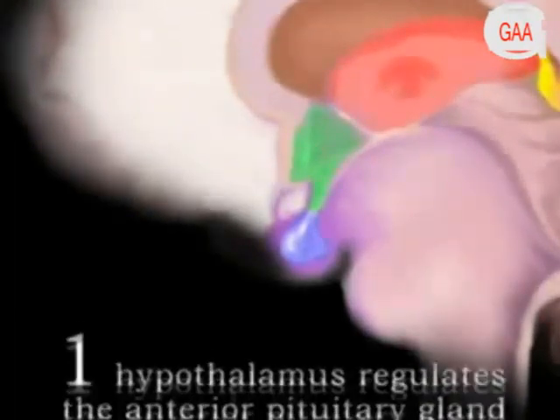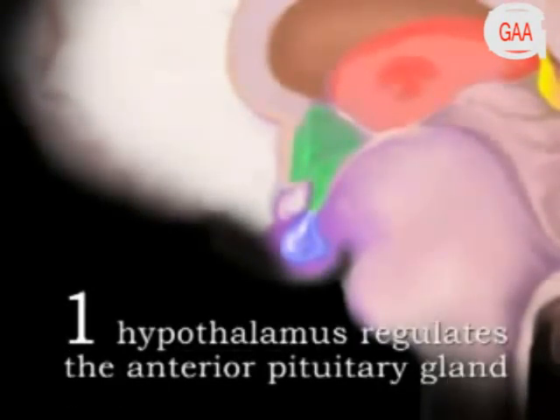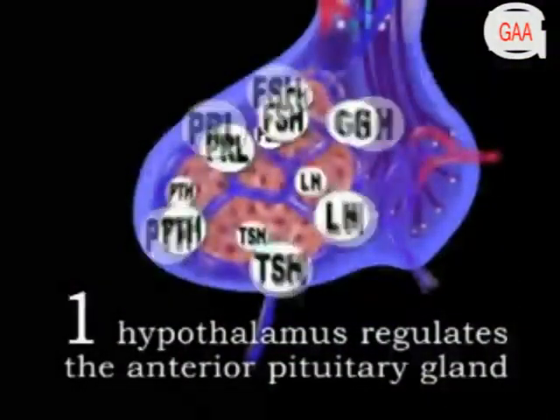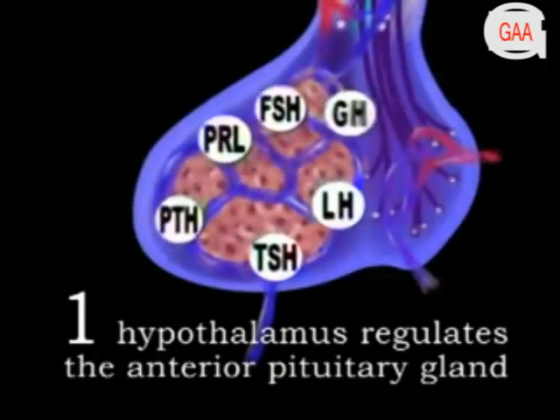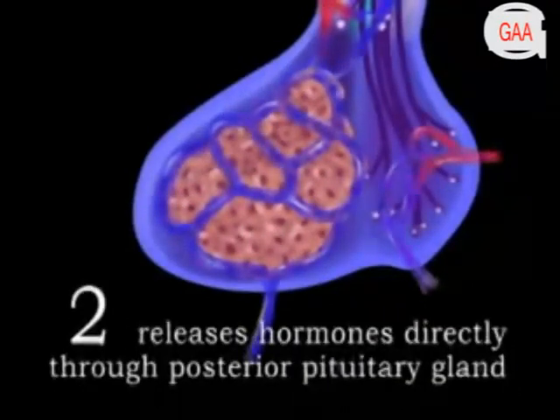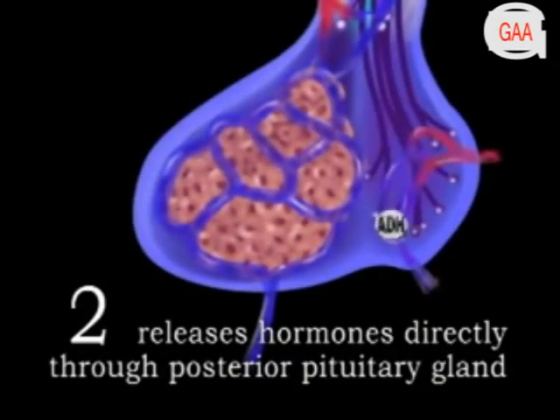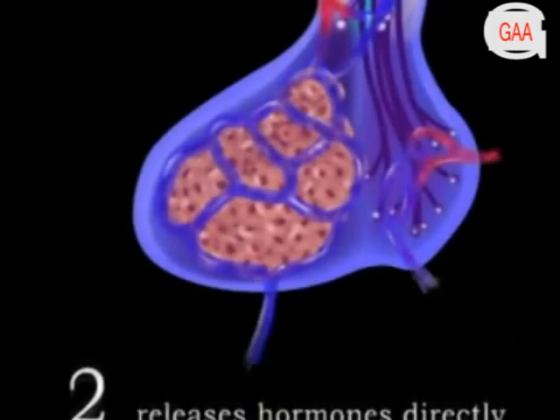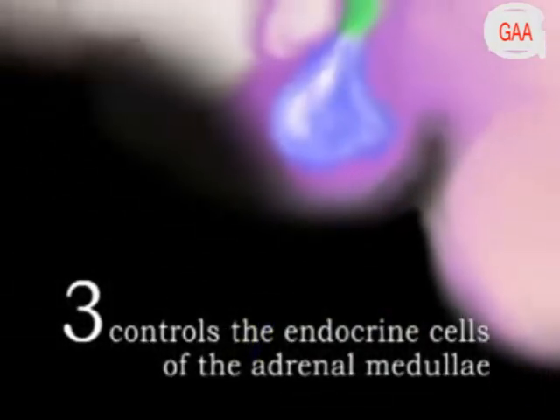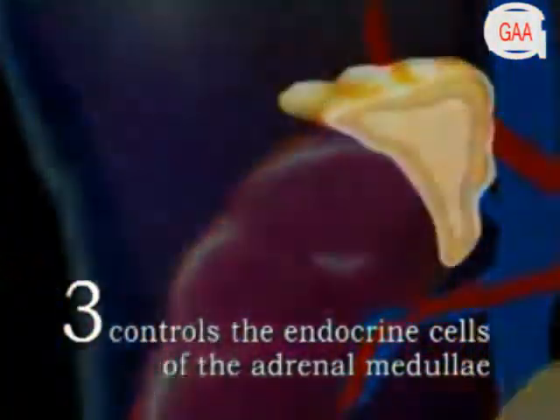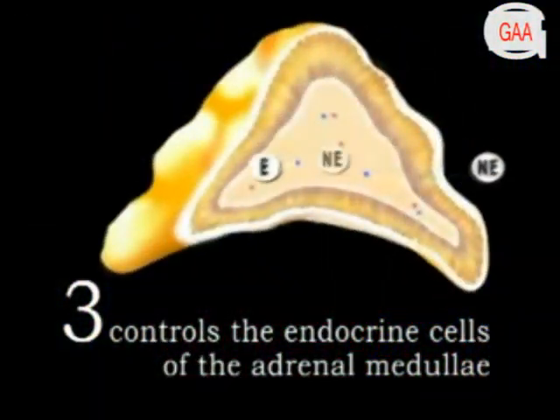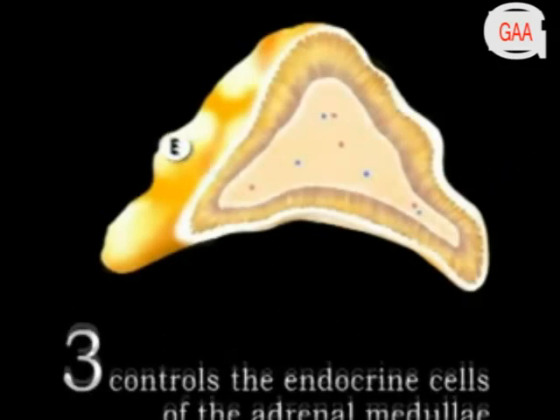1. The hypothalamus regulates the anterior pituitary gland by stimulating or inhibiting the production of pituitary hormones. 2. The hypothalamus releases hormones directly into the circulatory system through the posterior pituitary gland. And 3. The hypothalamus controls the endocrine cells of the adrenal medulla, which produce a very important hormone called adrenaline.